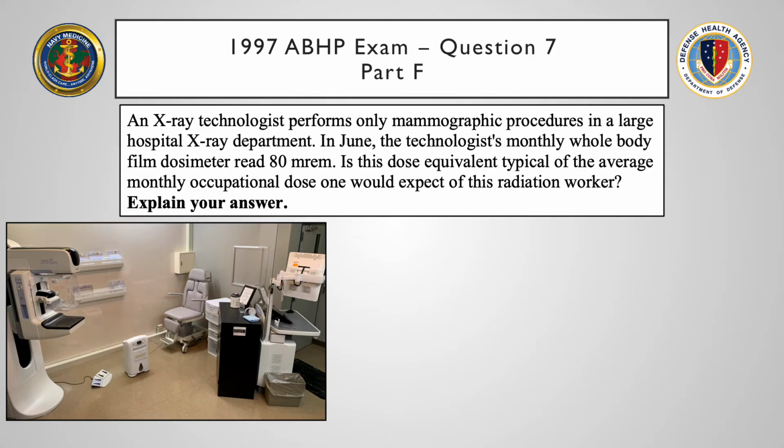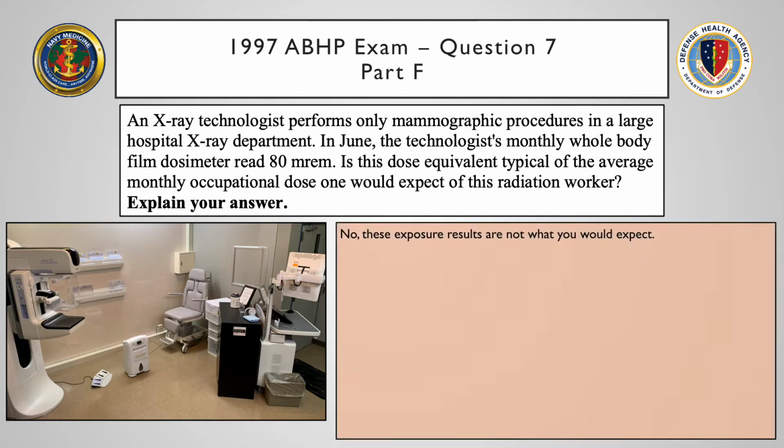So one of the months, a technologist's monthly whole body dosimeter came back 80 millirem. And they ask, is this dose equivalent typical of an average monthly exposure? And explain the answer. So no, these exposure results are not what you would expect.